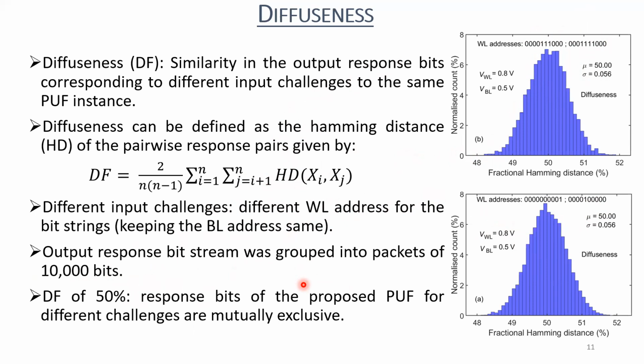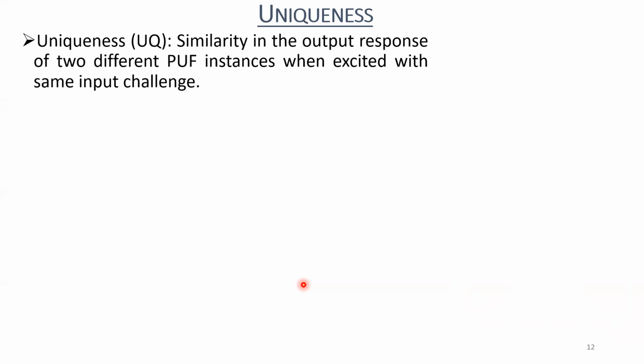Then there's another metric which is called uniqueness. What uniqueness means is, suppose I have different PUF instances, different flash arrays, and now I apply the same challenges to different flash arrays which are fabricated on the same wafer. What I should get is different response bits. Just because they are different flash arrays, they are different PUF instances, even if I apply the same challenge to each of them, they should give me a different response. This is characterized by uniqueness.